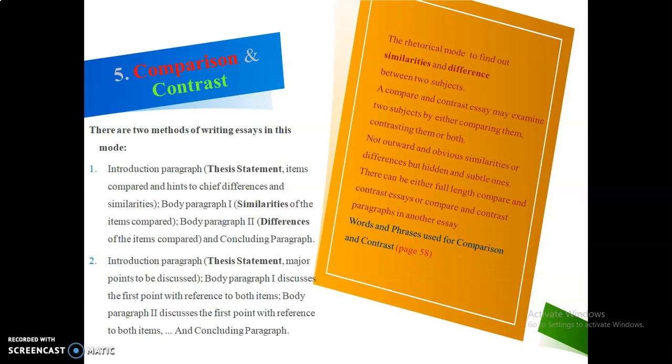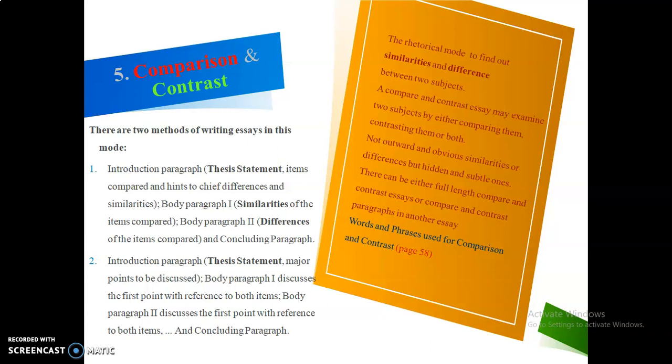A compare and contrast essay may examine two subjects by either comparing them or contrasting them, or maybe doing both. By comparing, we find the similarities, or by contrasting, we find out the differences, or by doing both. Not outward and obvious similarities or differences, but hidden and subtle ones are taken care of.